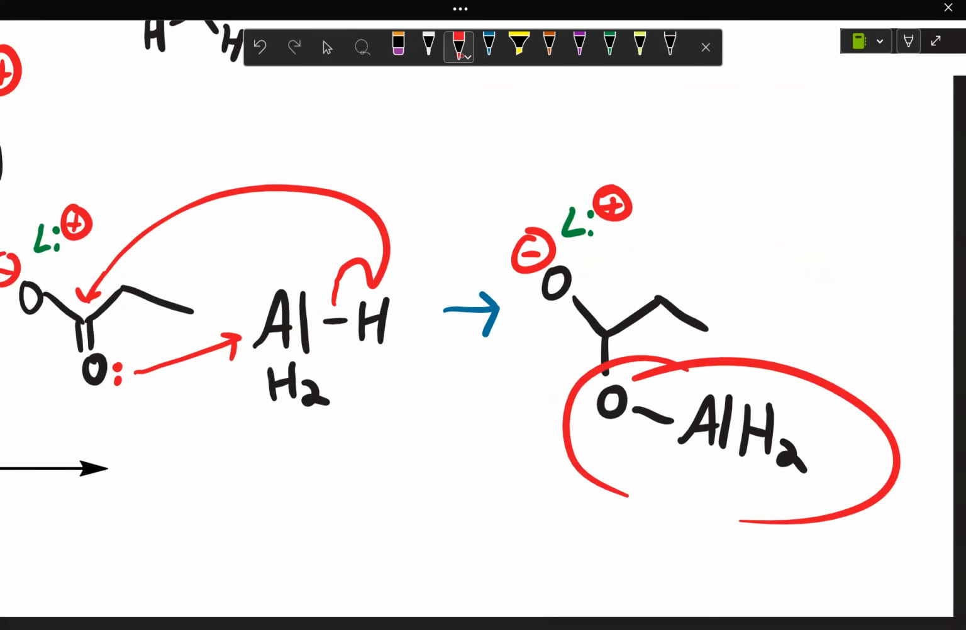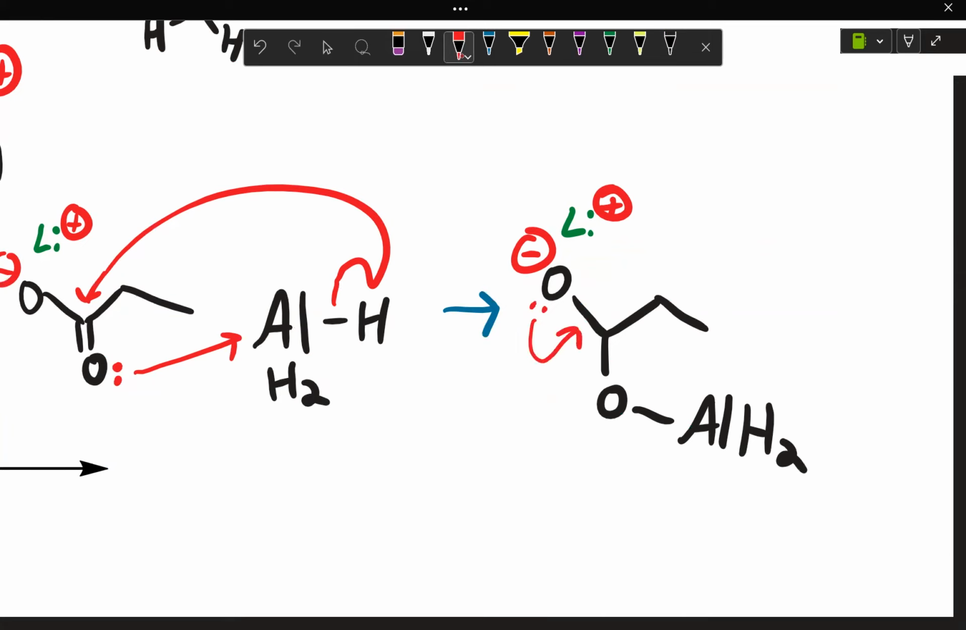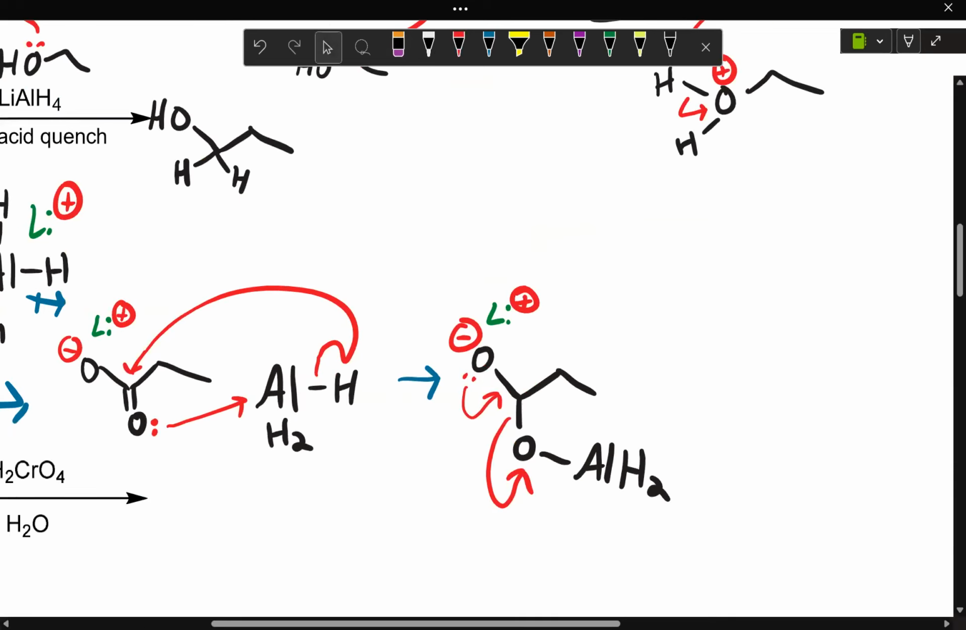So we don't want this group here anymore. So we want it to leave. But in order for it to leave, it's going to need to be kicked out. So we are going to use the electrons on this oxygen to form a double bond. And then this is going to cause this oxygen group to be kicked out. And if we draw the result of this, we reformed the carbonyl and we kicked out that oxygen connected to aluminum.